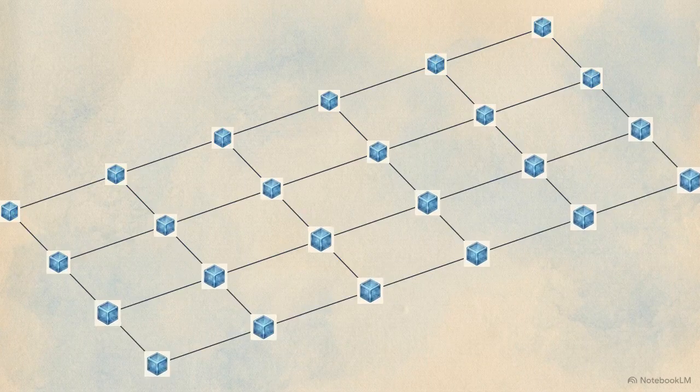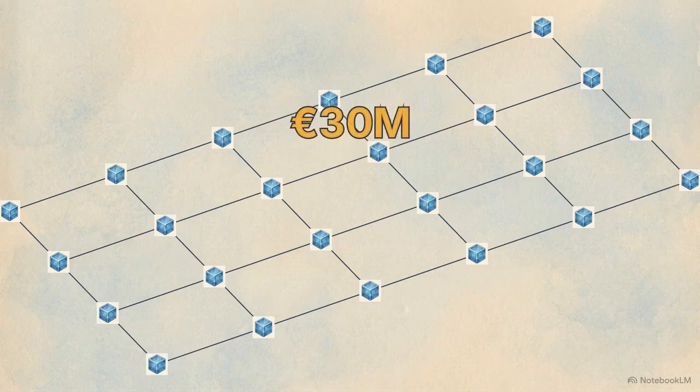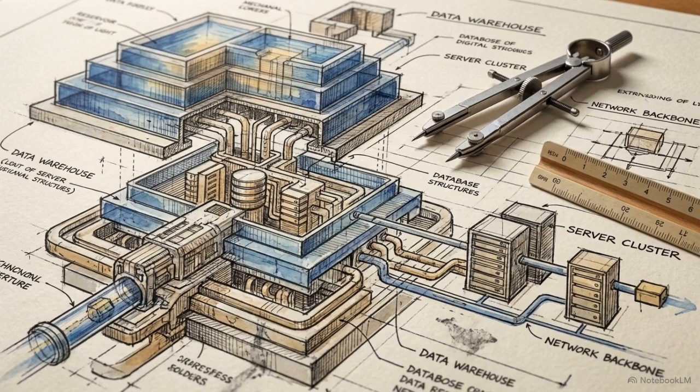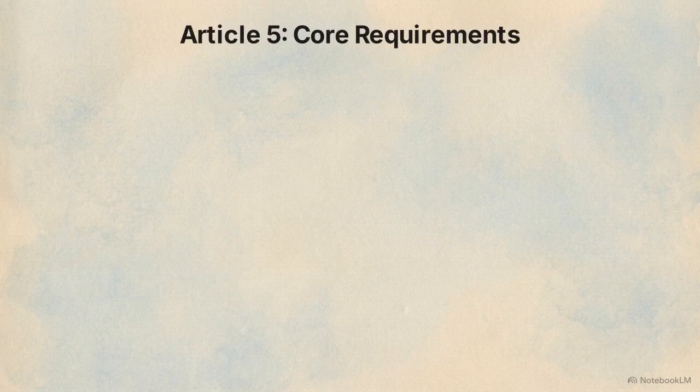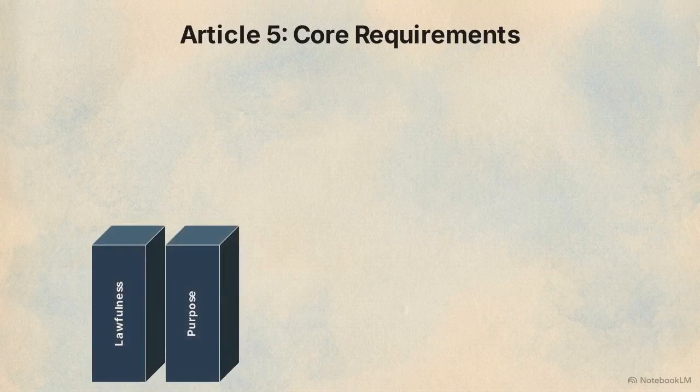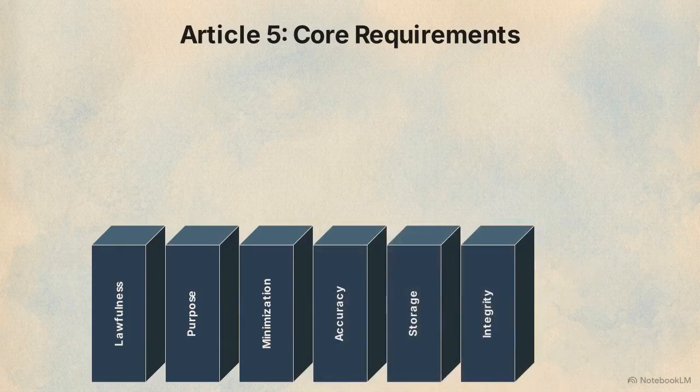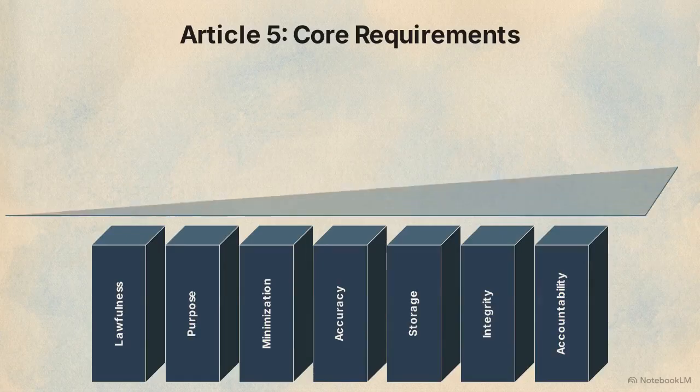Non-compliance carries severe financial risks. Regulators can now levy fines of up to 30 million euros, or 6% of a company's global annual turnover, whichever is higher. Managing this risk requires translating the GDPR from a legal policy into a functional blueprint for the data architecture itself. Every data operation must satisfy 7 core requirements outlined in Article 5: lawfulness, purpose limitation, data minimization, accuracy, storage limitation, integrity, and accountability.